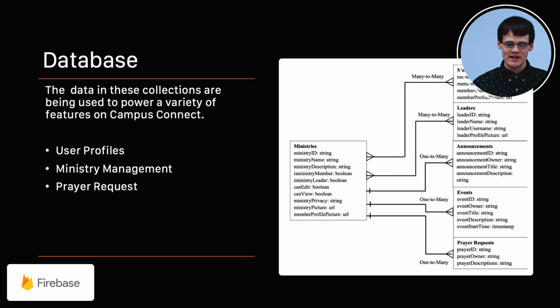And then the data in these collections is being used to power a variety of features within Campus Connect: user profiles, ministry management, and the most important feature, I think, is the prayer request. As you can see, the ministries are here, and the ministries can have many members and many leaders, and then it can have one ministry with many announcements, events, and prayer requests.